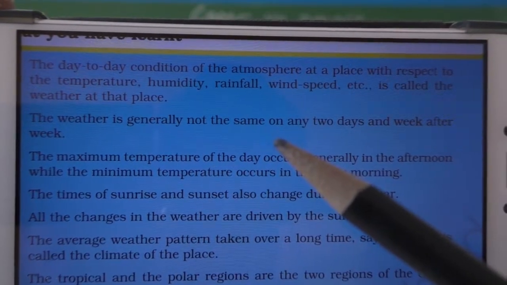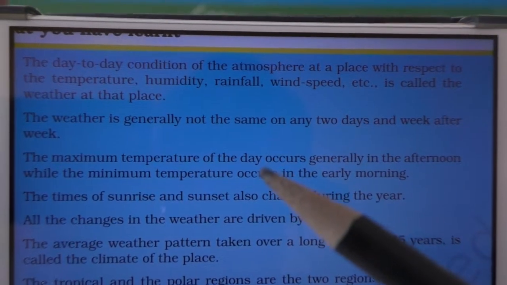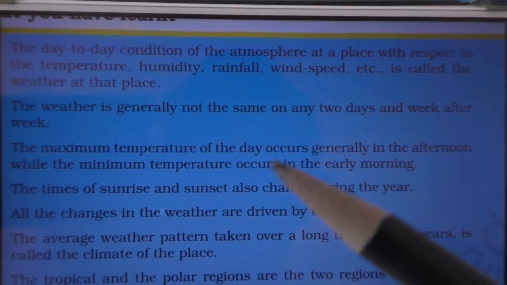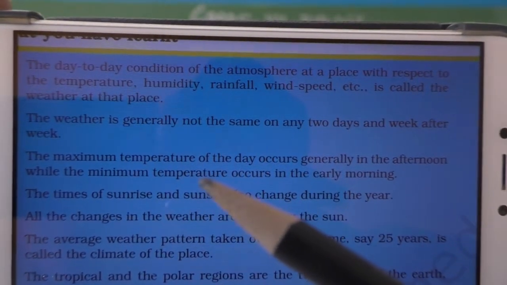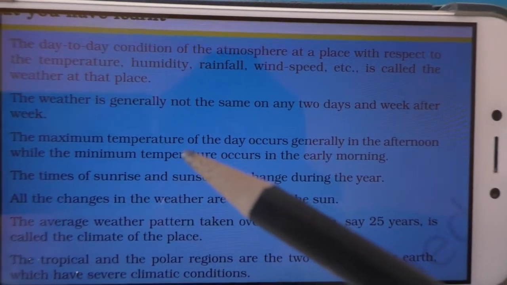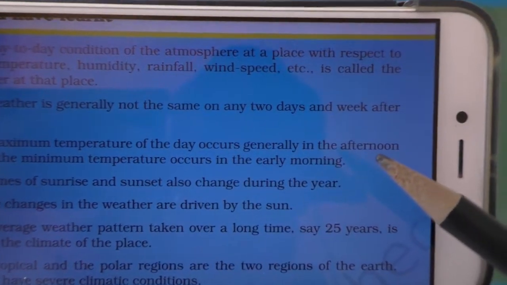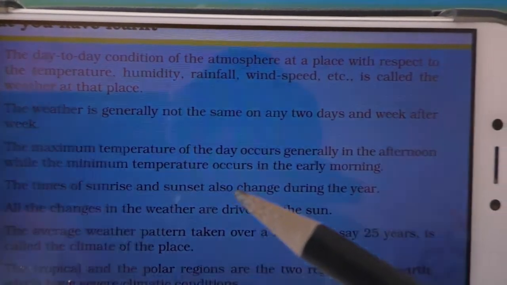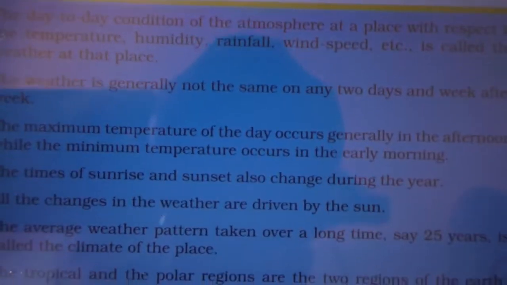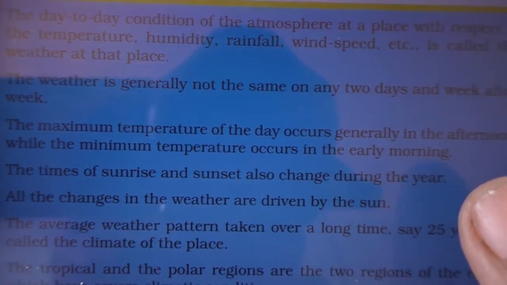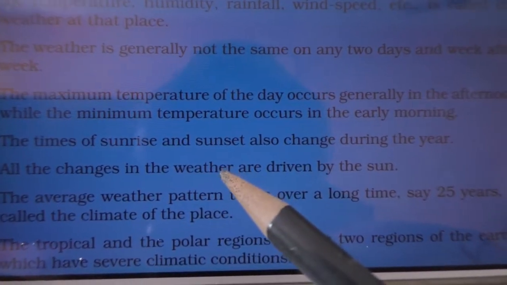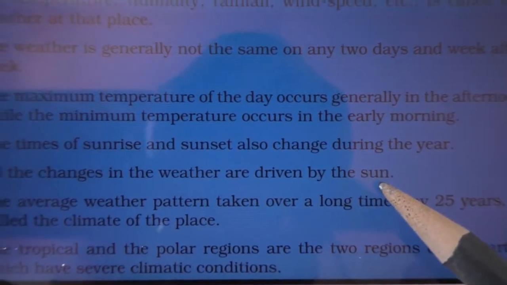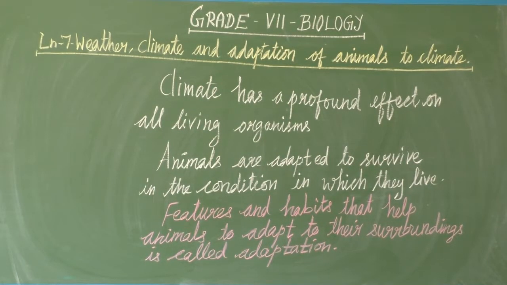Then what are the other things we studied? Weather changes day by day, isn't it? The maximum and minimum thermometer measures the daily temperature. The maximum temperature of the day generally occurs in the afternoon, and the minimum temperature occurs early in the morning. Sunrise and sunset also change every day. Then who brings all the changes in the weather? Sun. So all those things we saw in the previous class.